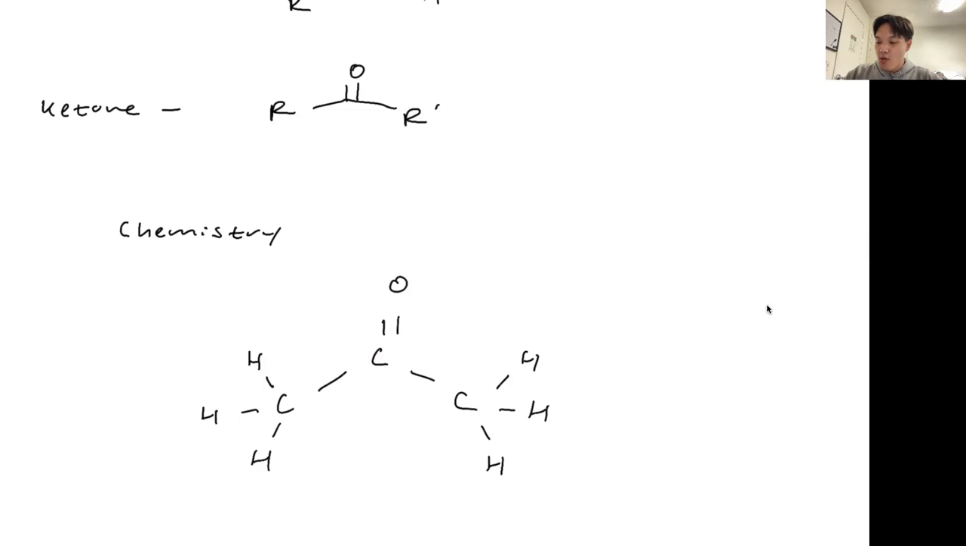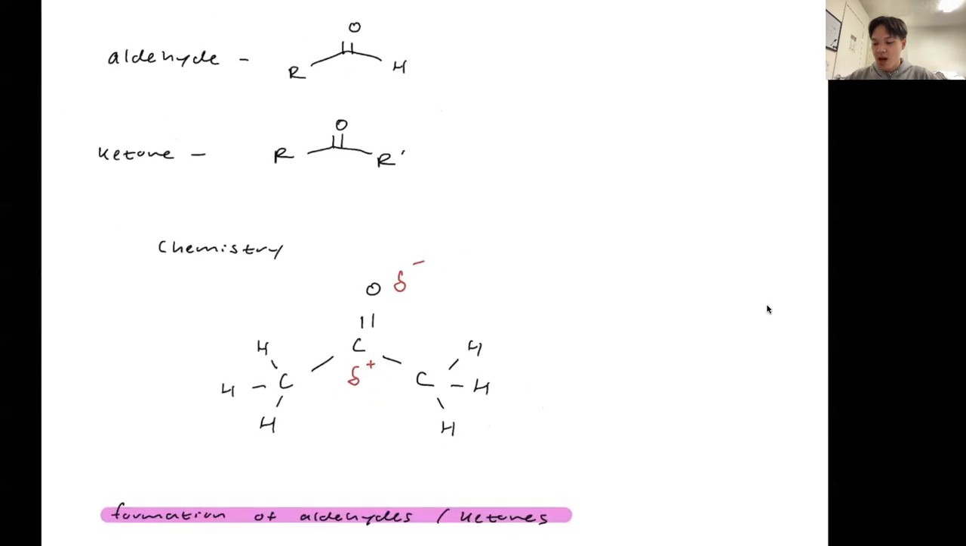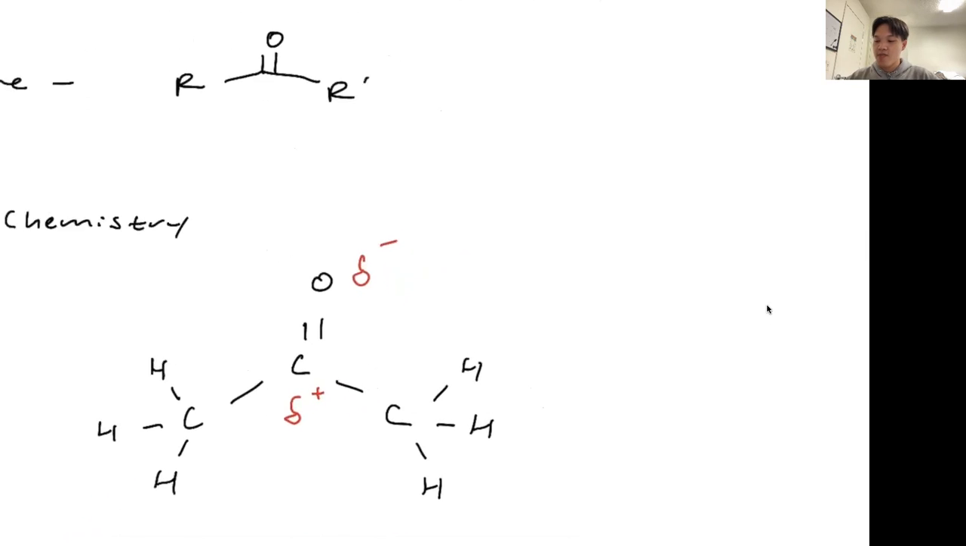That means we have a delta negative on the oxygen and a delta positive on the carbon. In terms of organic chemistry, this means this oxygen can act as a nucleophile. It can attack something, and something can attack this carbon. We'll get into more of what that looks like right now.